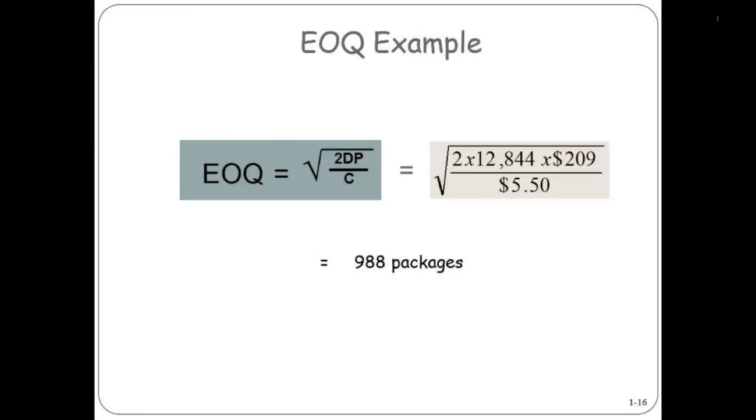It's 2 times 12,844, which is the total demand, times the order costs divided by the carry costs per unit, and you do the math, and you come out to 988 units. That is your economic order quantity. That says every time you have an order, you should order 988 video packs to minimize the trade-off costs between your ordering costs and your carrying costs.